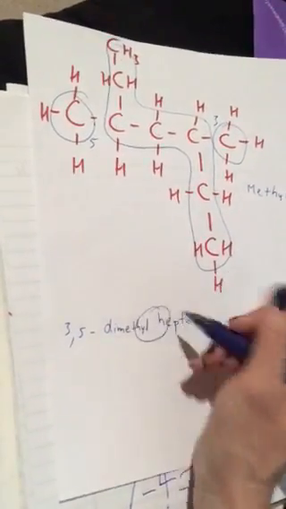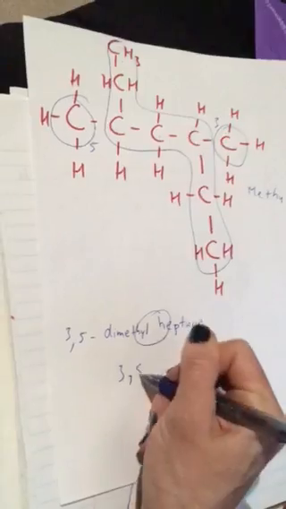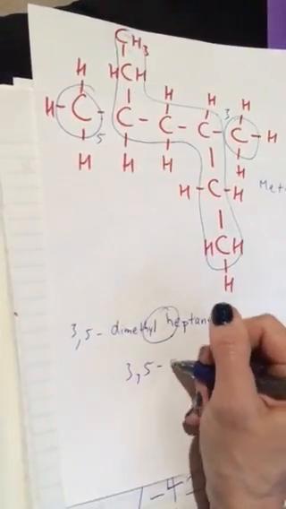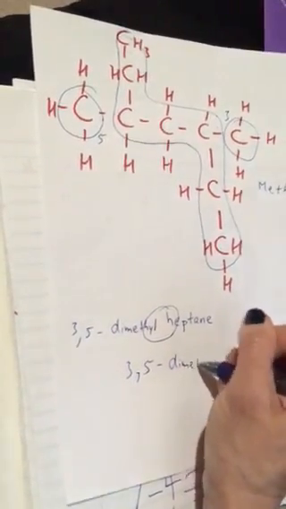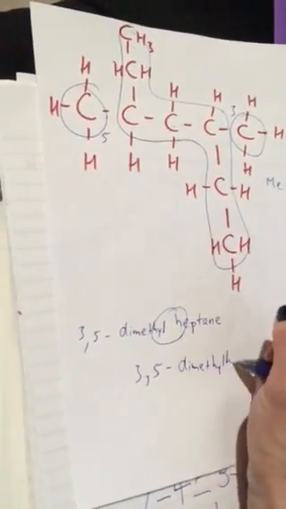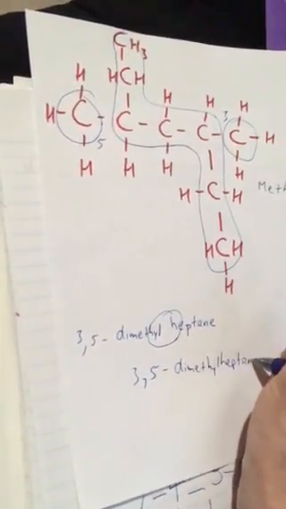Remember, there's no space, and so let's write it correctly. 3,5 dimethyl heptane.